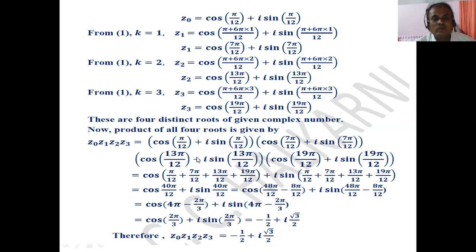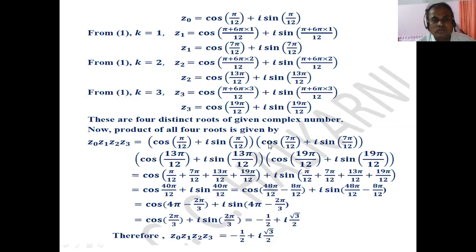Again, we multiply the fourth factor. The fourth factor multiplication is cos of pi by 12 plus 7 pi by 12 plus 13 pi by 12 plus 19 pi by 12, plus I sine of pi by 12 plus 7 pi by 12 plus 13 pi by 12 plus 19 pi by 12. Here we take the first two products and use the trigonometric formula: cos of a plus b is equal to cos a cos b minus sin a sin b, and sin of a plus b is equal to sin a cos b plus cos a sin b.